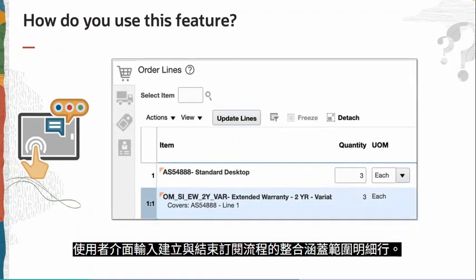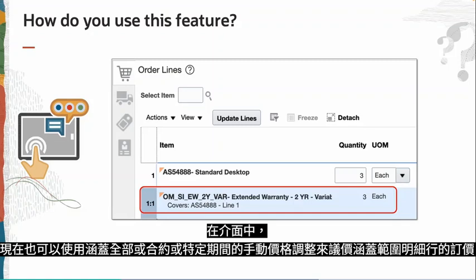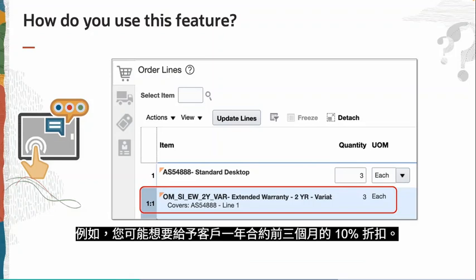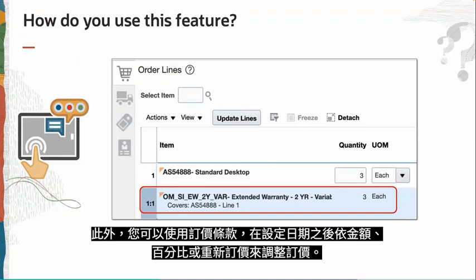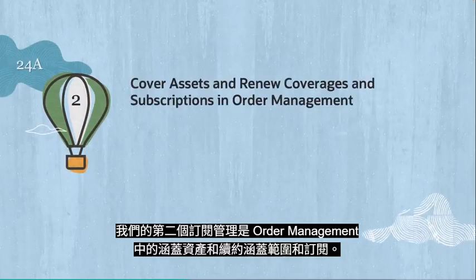order management user interface. Within the interface, you can now also negotiate the pricing of the coverage line with manual price adjustments that cover either all of the contract or certain periods. For example, you may want to give the customer a 10% discount for the first 3 months of the 1-year contract. In addition, you can use pricing terms to adjust the pricing by an amount, percentage, or repricing after a set date.